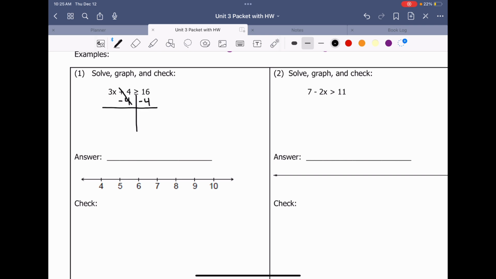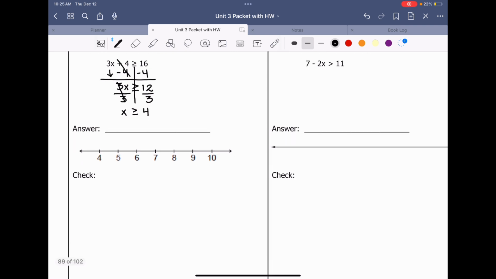4 minus 4 is 0, so it cancels, and 3x is brought down. Keep the symbol, don't change to an equal sign. 16 minus 4 is going to be 12. In my last step, I have to move my coefficient, which is the number in front of the letter. So 3 times x, opposite of times is division, so I'm going to divide both sides by 3. I'm left with x, because the 3's cancel. x is greater than or equal to 4.